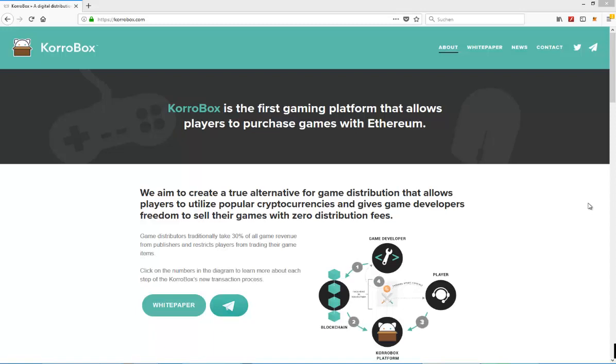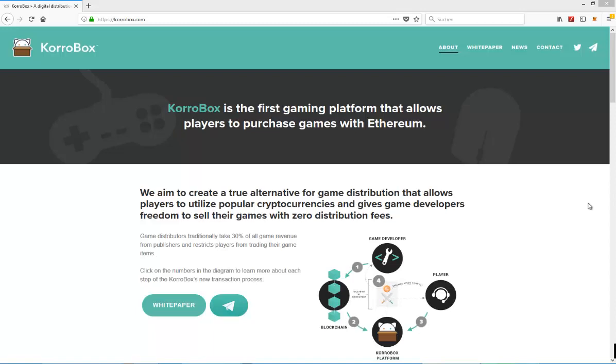And most importantly, the problem right now in the whole video game industry is that game distributors, such as Steam being one of the biggest ones, traditionally take 30% of all game revenue, sometimes even more, from publishers and restrict players from trading their game items. So they don't just take it from publishers, they also take it from developers if they're not the same. You can actually use Korro Box, or that's what it aims to be, a true alternative for game distribution that allows players to utilize popular cryptocurrencies and gives game developers freedom to sell their games with zero distribution fees.